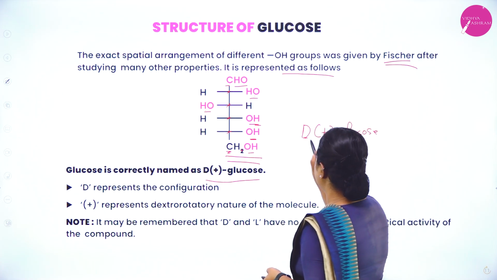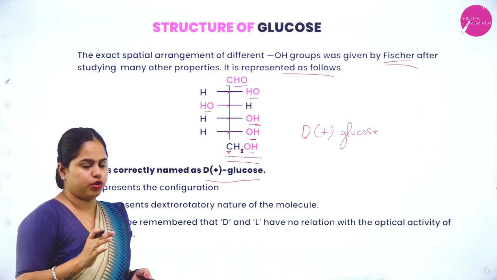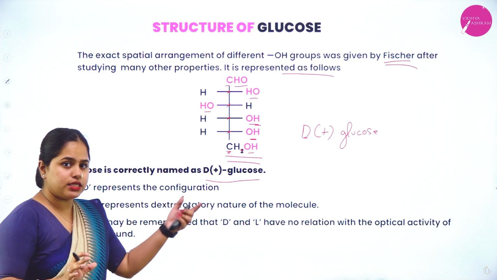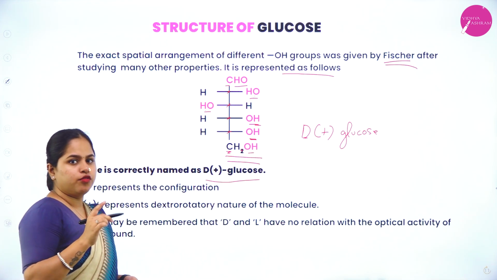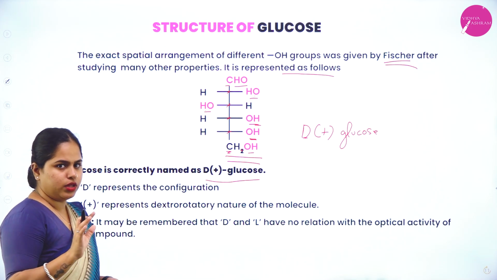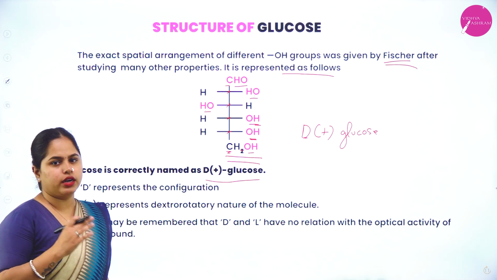Now, what does this D stand for? This D doesn't stand for dextrorotatory or levorotatory. Don't get confused with that. This D is based on the presence of the hydroxyl group on the first carbon atom. So, let's see how that is done. And that plus stands for whether it is dextro or levorotatory.